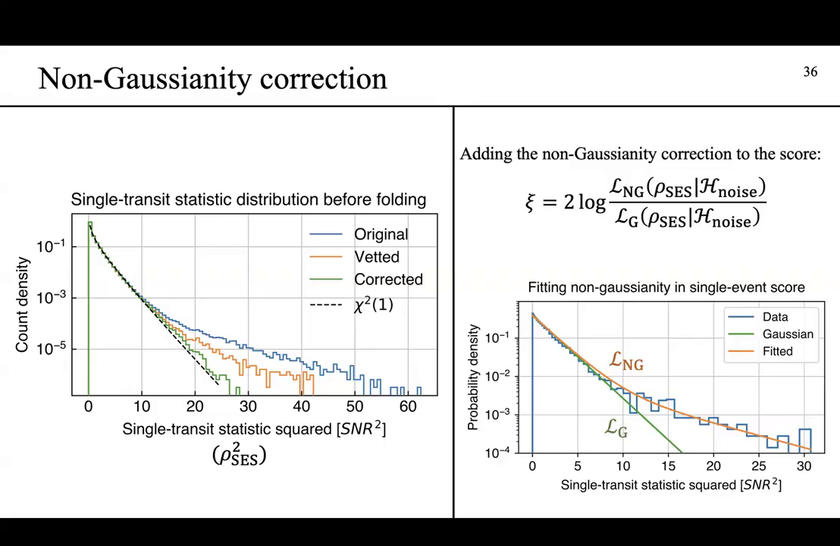An important thing to say is that it not only punishes the noise events, it also punishes the planetary events because it is only aware of this value of the detection statistic. So everything which has a large detection statistic gets a non-Gaussianity correction. So we will lose planetary signal to noise. You will see it in what follows.